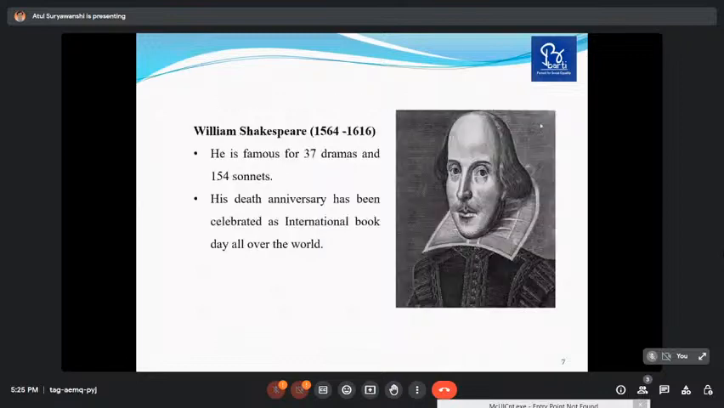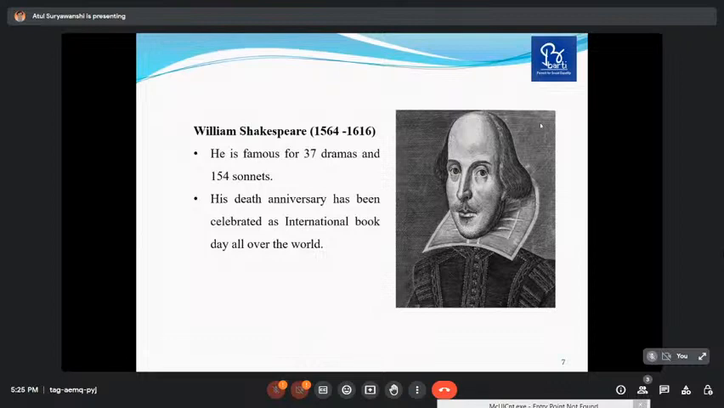The first prominent figure in this period is William Shakespeare, who is widely known as the father of drama. Born in 1564 in Stratford-on-Avon in England, he passed away from this world in 1616. He is famous for his 37 dramas and 154 sonnets. As I told you, a sonnet is a poem of 14 lines. In one of his sonnets, he says, "Oh, none unless this miracle have might, that in black ink my love may still shine brightly."